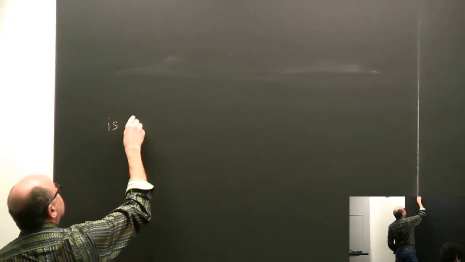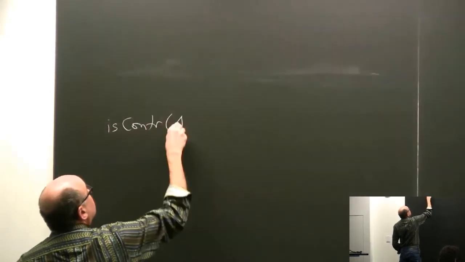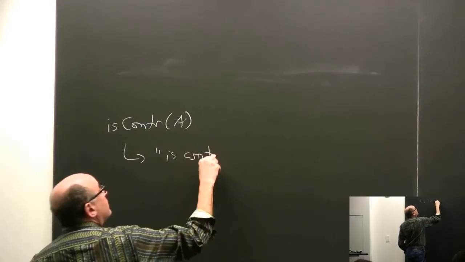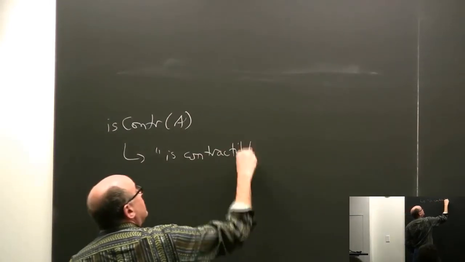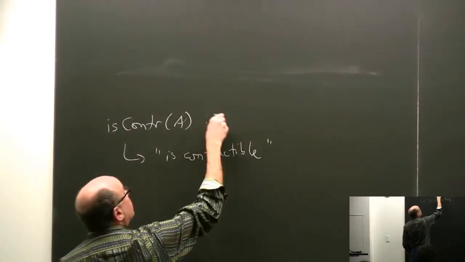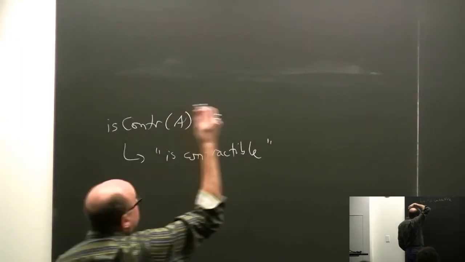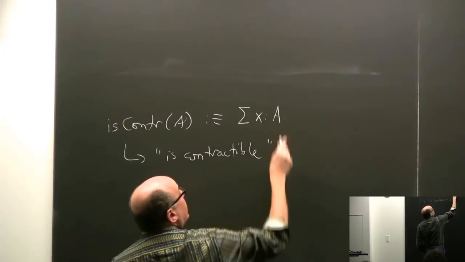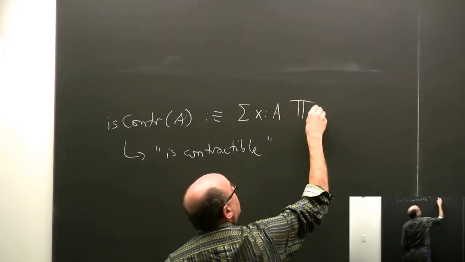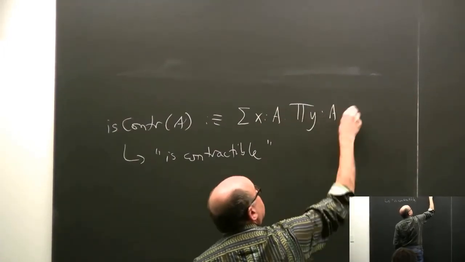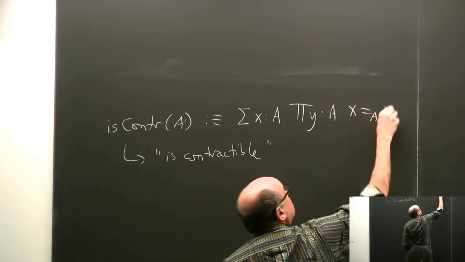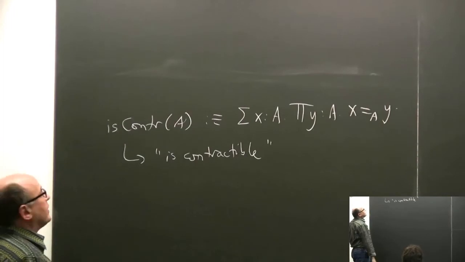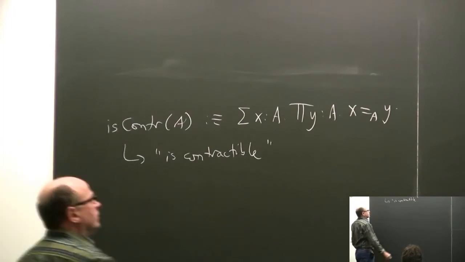So let me mention a couple of things about contractibility. The terminology is contractible, and I just want to point out something about this. We define that to be that there is a point in A such that every other point in A is equal to it. Okay? So this is just our definition of what contractibility is.